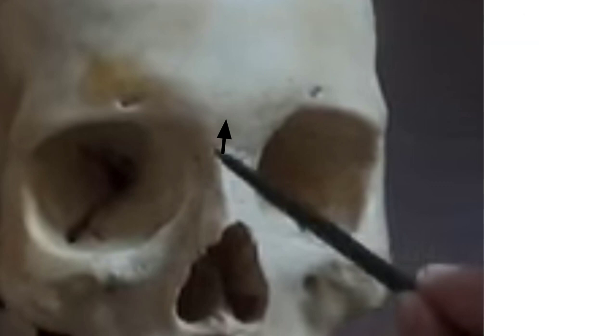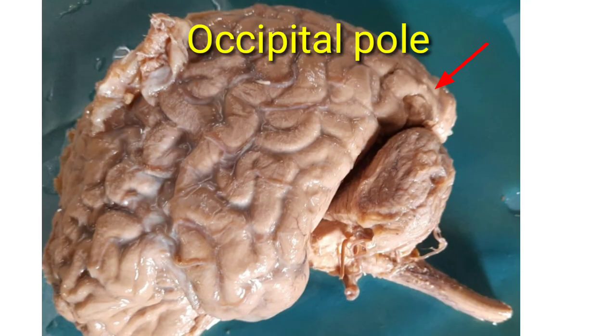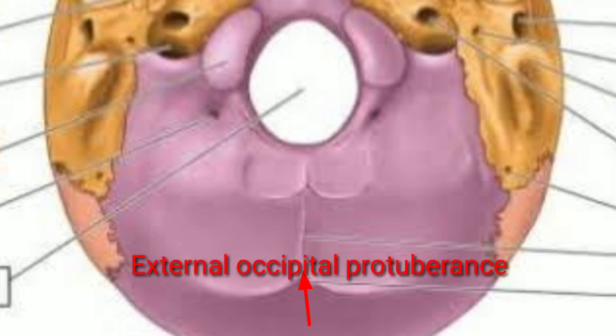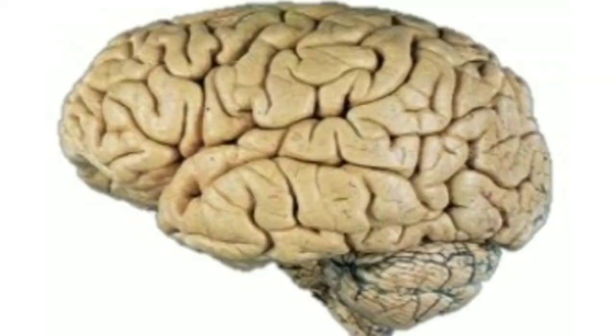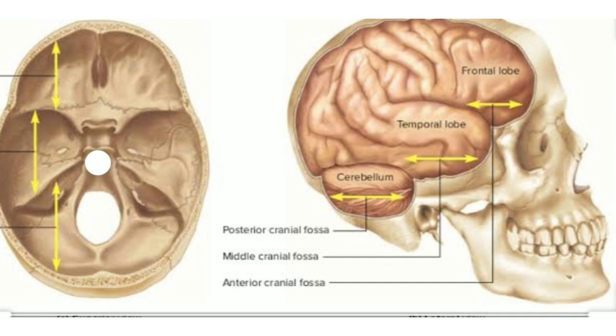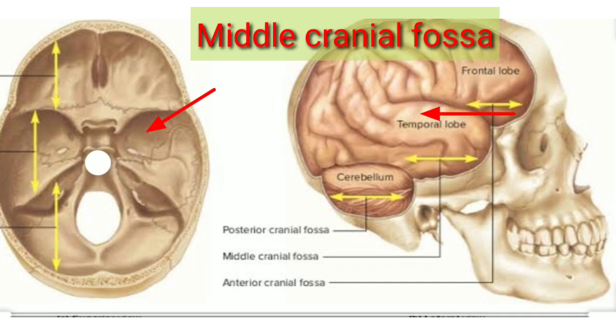on the surface. Coming to the occipital pole, it is the pointed posterior extremity of the cerebral hemisphere. A point supralateral to the external occipital protuberance indicates its position on the surface. The temporal pole is the anterior end of the temporal lobe. It is located in the middle cranial fossa under cover of the lesser wing of the sphenoid.